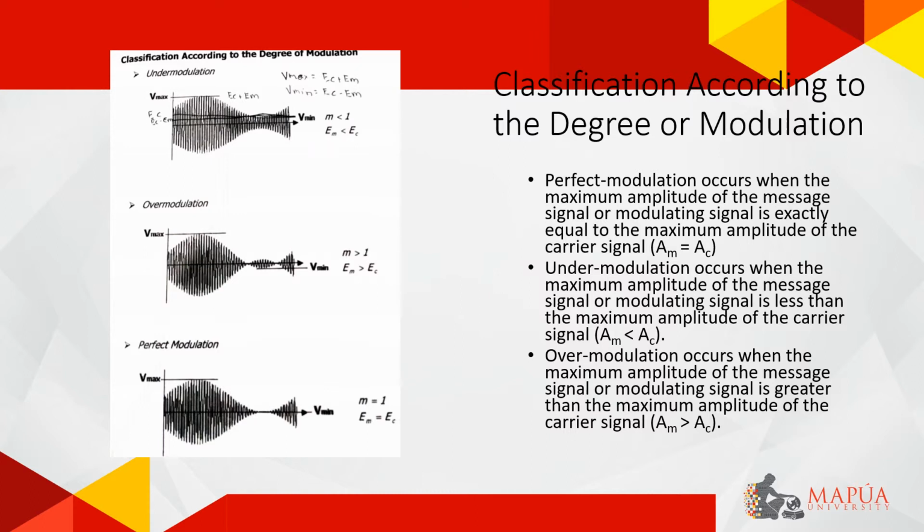M equals 1 and Em equals Ec. Perfect modulation occurs when the maximum amplitude of the message signal or modulating signal is exactly equal to the maximum amplitude of the carrier signal.